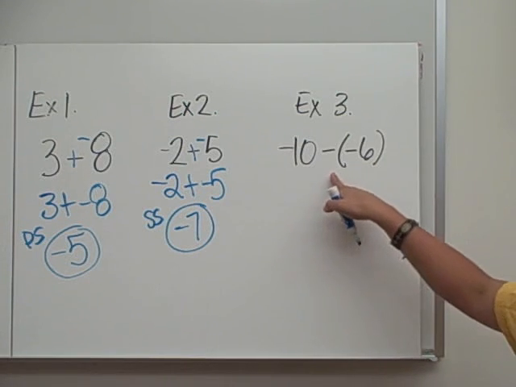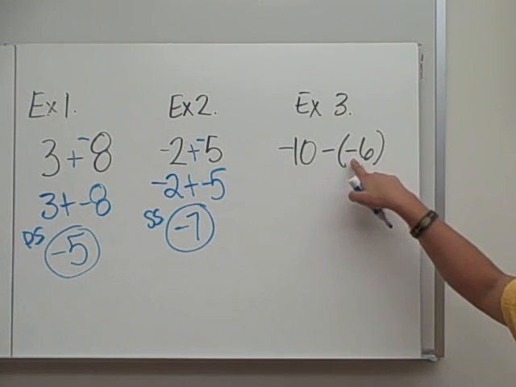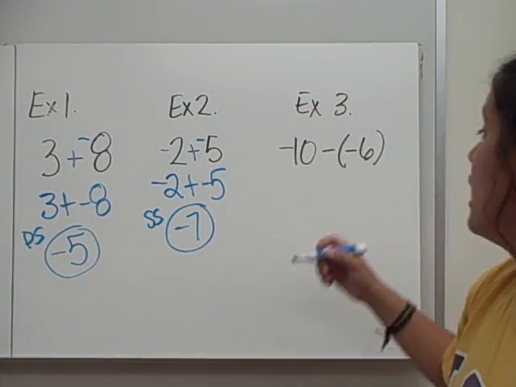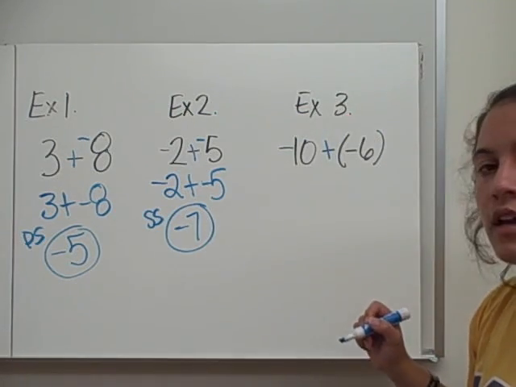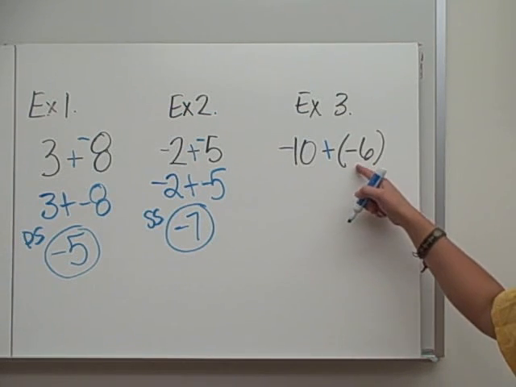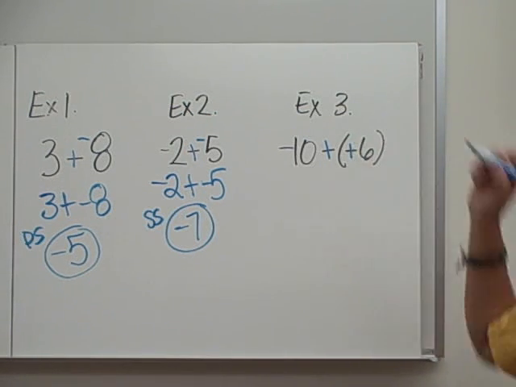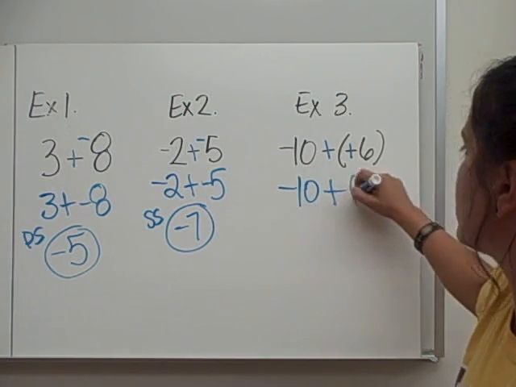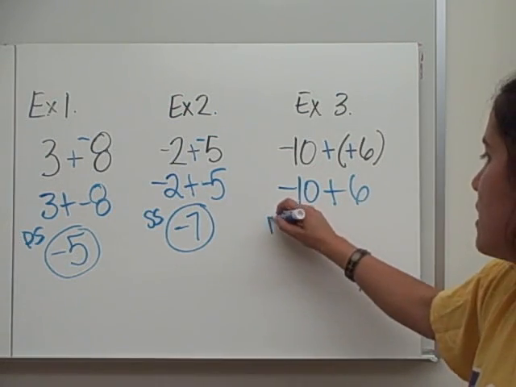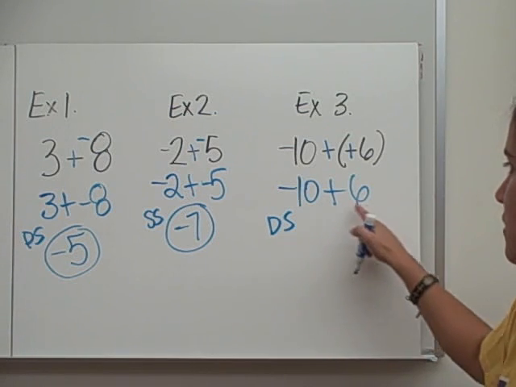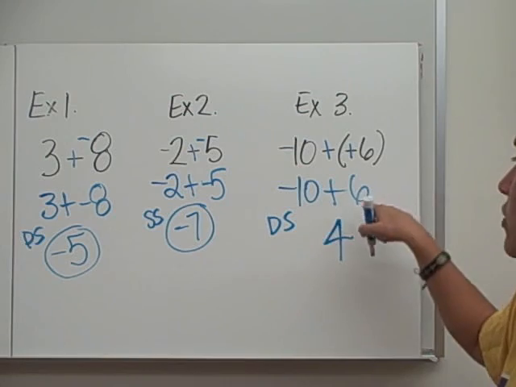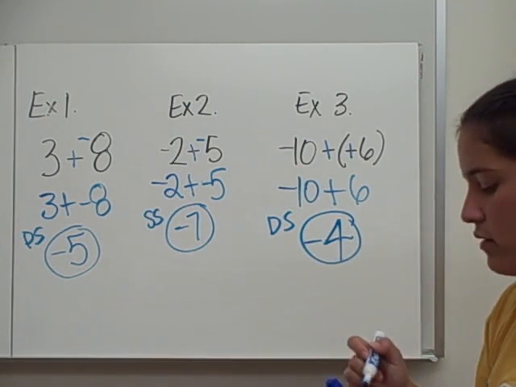The last example I have for you has something a little different. The second number is negative, so let me show you what to do. You still are going to touch twice. Change my minus to a plus, and I'm going to change the second number from negative 6 to a positive 6. Now my problem is negative 10 plus 6. This is a different sign problem, so I subtract. 10 minus 6 is 4. And then 10 overpowers, so my answer is a negative 4.